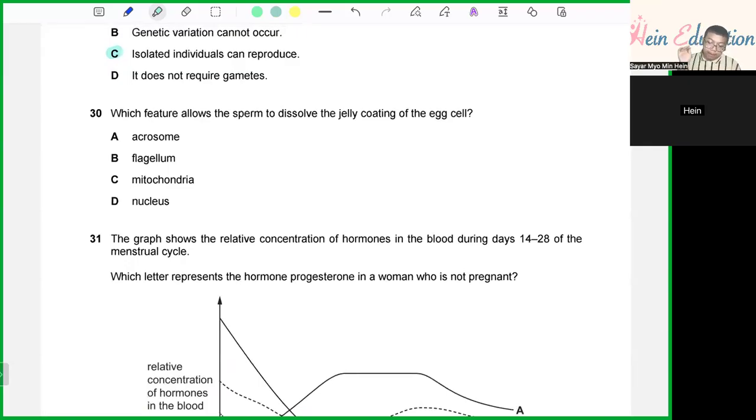Which feature allows the sperm to dissolve the jelly coating of the egg cell? So we studied the structure of the sperm cell, and inside the head of the sperm cell, they contain the enzyme, namely the acrosome enzyme, right?